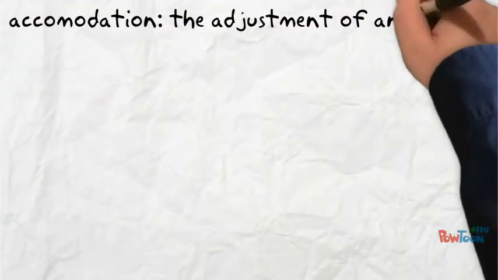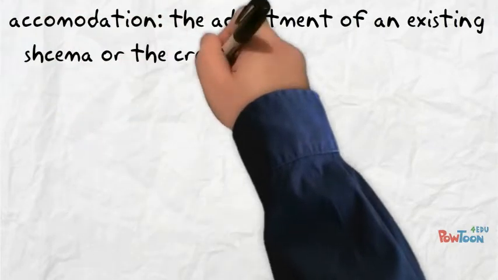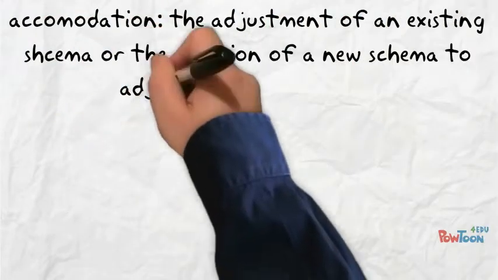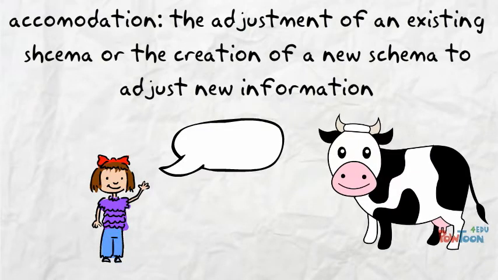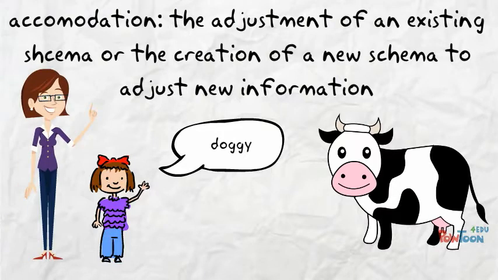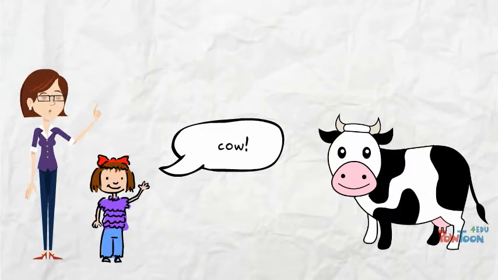Accommodation is the adjustment of an existing schema or the creation of a new schema to match new information. Now, when the girl sees a cow for the first time, she refers to it as a doggy. However, this time her mom tells her that it is a cow, so now she will accommodate this new information. She will now learn that not every four-legged animal is a dog.